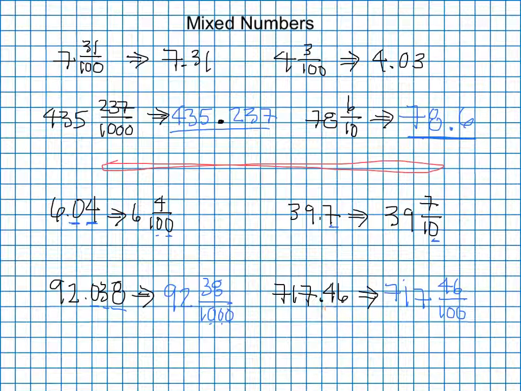Count the number of digits to the right of the decimal point, and that's the number of zeros that you're going to put.